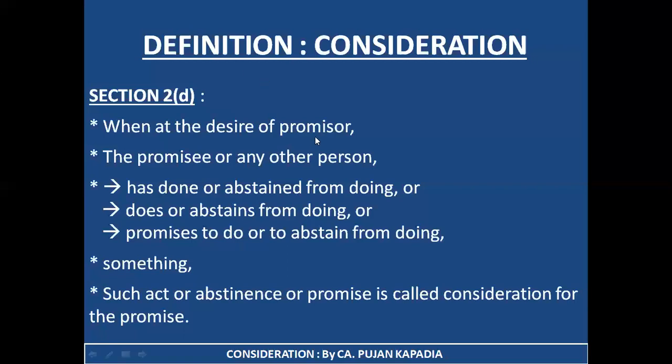So the desire is of the promiser, who is actually giving something, either the promisee or any other person. And it can be in all the three types: past, present and future. So your consideration may be past, it may be in present or it may be in future. And it is Section 2, clause D. I hope I'm clear with the definition. Yes, we are going to make it more clear in the next topic.